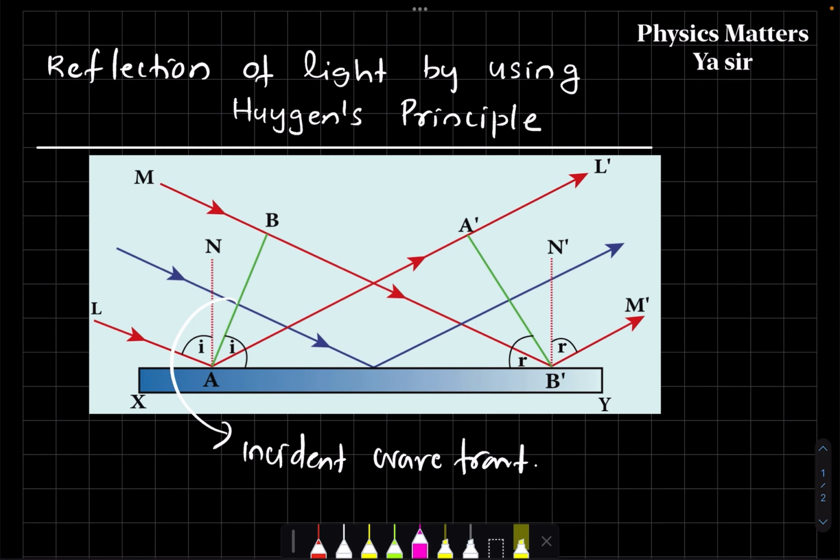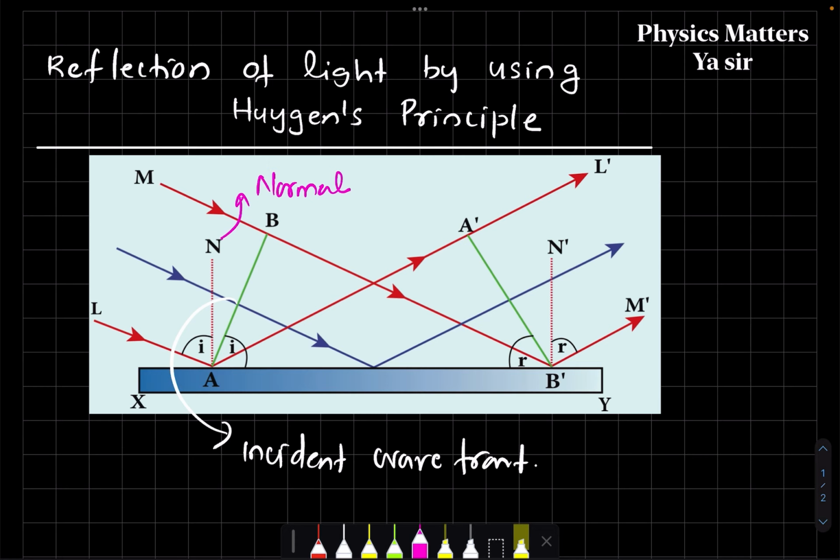In the same way, look at this. This is the incident ray, and this is another incident ray. Those are connecting perpendicular, because you know that the wavefront is always perpendicular to the direction of propagation. This direction, and the wavefront, this one. So they are perpendicular, no doubt. After the incidence, what is NA? NA is nothing but the normal at the point of incidence. N dash B dash is also normal.